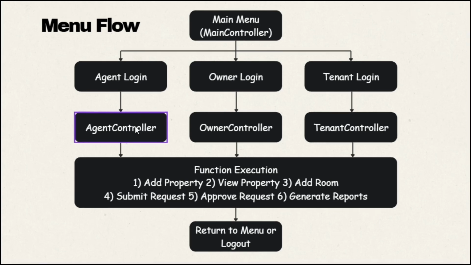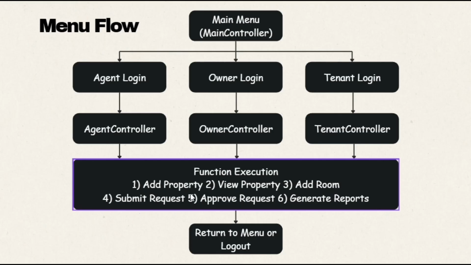Once the agent is verified, the agent controller will enter a loop. This is important. Inside this loop, the controller tells the agent view to display the agent menu. The agent view will wait for the user's choice, and then the controller will receive the choice and decide what to do. This loop will continue until the user chooses to log out. For example, the user sees the agent menu, chooses view properties, sees the properties, presses enter, and then returns to the agent menu again.